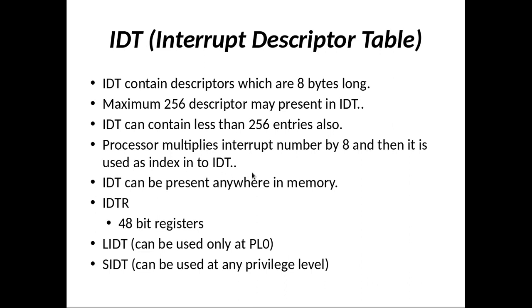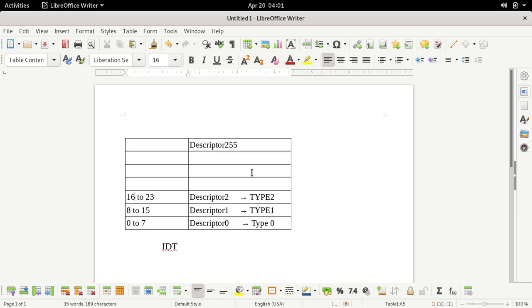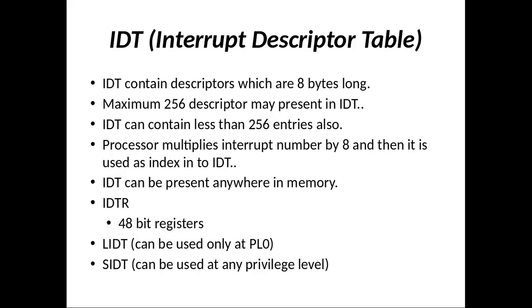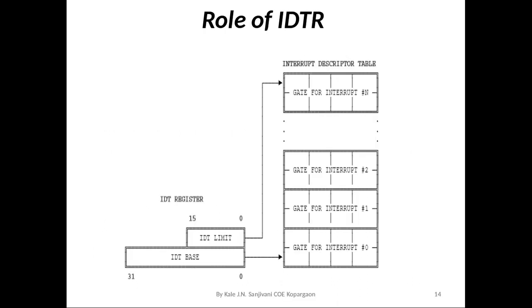Clear? Now this IDT, which contains 256 descriptors, can be stored anywhere in main memory. If we can keep this IDT anywhere in main memory, then the question is how we can locate it. In order to locate this IDT, we require one register. What is the name of that register? It is IDTR, a 48-bit register. When we discussed the programmer model, the register model of 80386, I told you that the IDTR register is a 48-bit register used to store the base address and limit of IDT. So see this diagram.